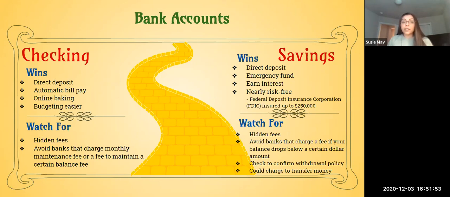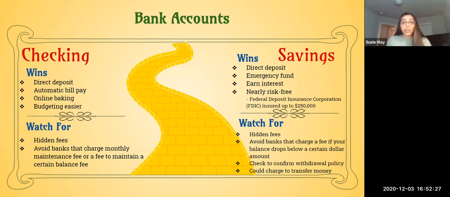Like I said before, in a savings account, your money will earn interest. No, it's not a lot of money, but it is money you didn't have before. And savings accounts are nearly risk-free. When you do choose a bank, make sure that you choose a bank that is insured by the Federal Deposit Insurance Corporation. All this means is that if anything was to happen with the economy, with the bank, if they got robbed or anything like that, your money is insured by them up to $250,000.